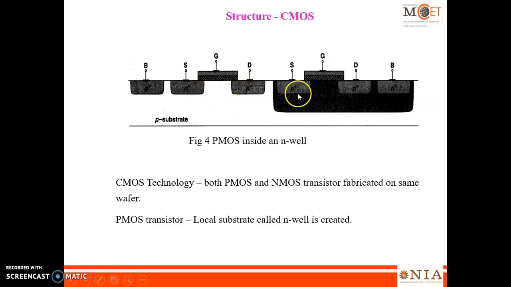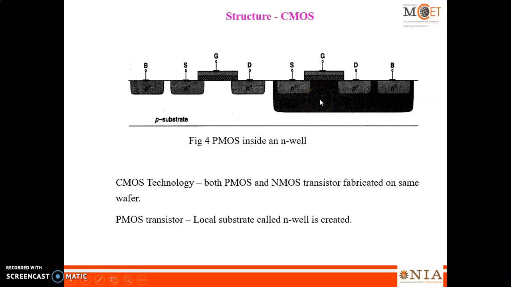Now observe the right half of this figure 4. Here source and drain are both made up of P-type, forming a PMOS transistor. Okay, but if it is a PMOS transistor, it requires an N-type substrate.